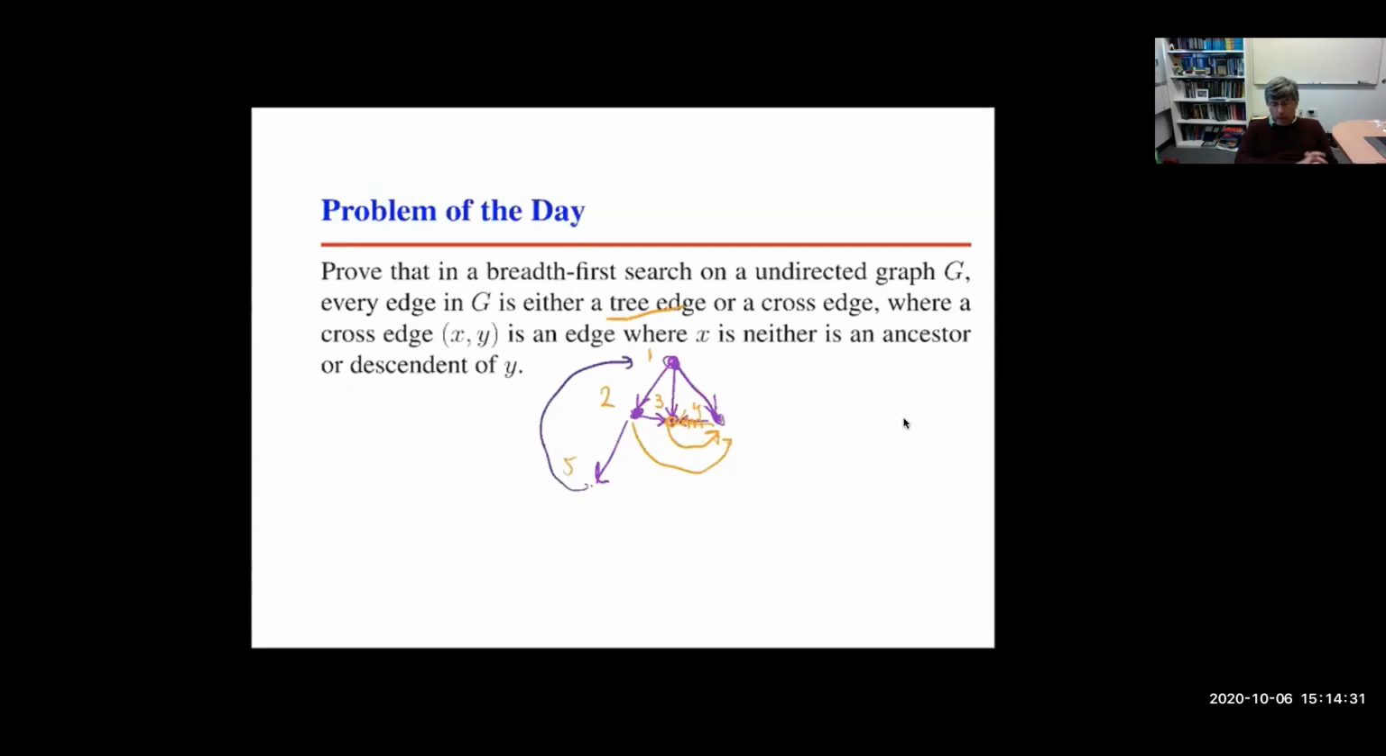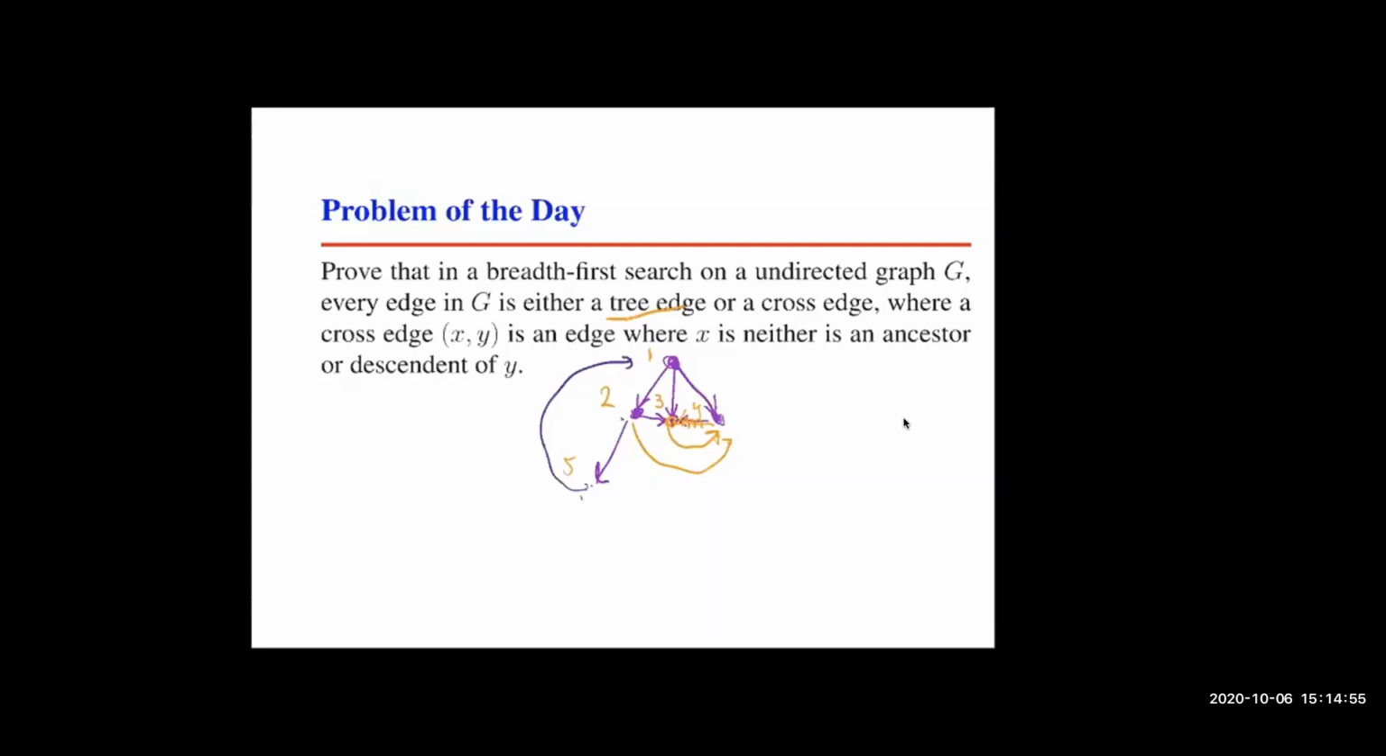Can I have a back edge that goes up like this? I'm going to claim the answer is no, because if I could, that would have made 5 an immediate descendant of 1. Any question? The discoverer of 5 would not have been 2, it would have been 1.